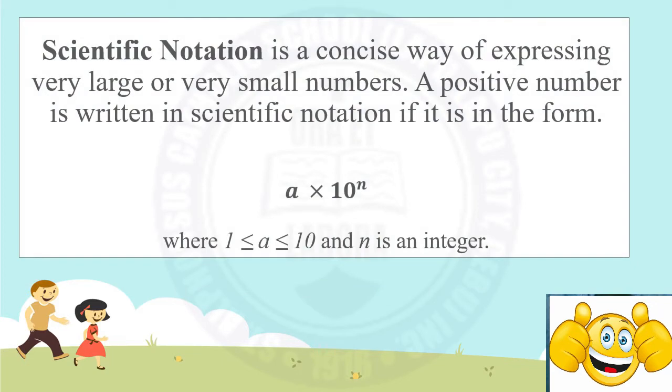scientific notation is a concise way of expressing very large numbers or very small numbers. A positive number is written in scientific notation if it is in the form a times 10 raised to n, where 1 is less than or equal to a, less than 10, and n is an integer.